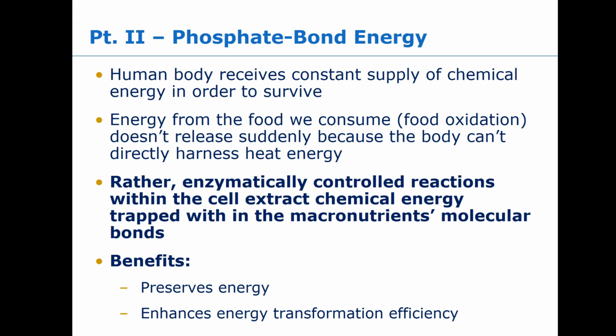When we talk about phosphate bond energy, we understand that the human body receives a constant supply of chemical energy in order to survive. Yet the energy from the food that we consume doesn't release suddenly because our body can't directly harness that heat energy. So when we talk about energy being released, that's considered food oxidation. So when we talk about the changing of the macronutrients, or when our body is utilizing those macronutrients, that's referred to as food oxidation. So rather, we've got enzymatically controlled reactions that occur within the cell in order to extract the chemical energy that's trapped within the macronutrients' molecular bonds.